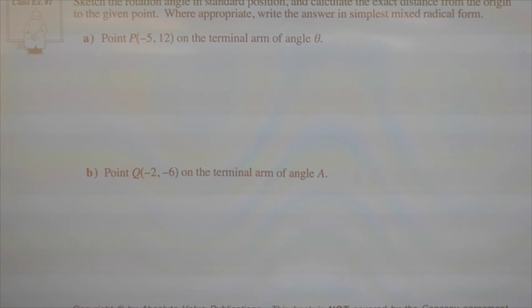Let's take a look at class example number 1. Sketch the rotation angle in standard position and calculate the exact distance from the origin to the given point. Where appropriate, write the answer in simplest mixed radical form. Example A, point P at -5 and 12 on the terminal arm of angle theta.